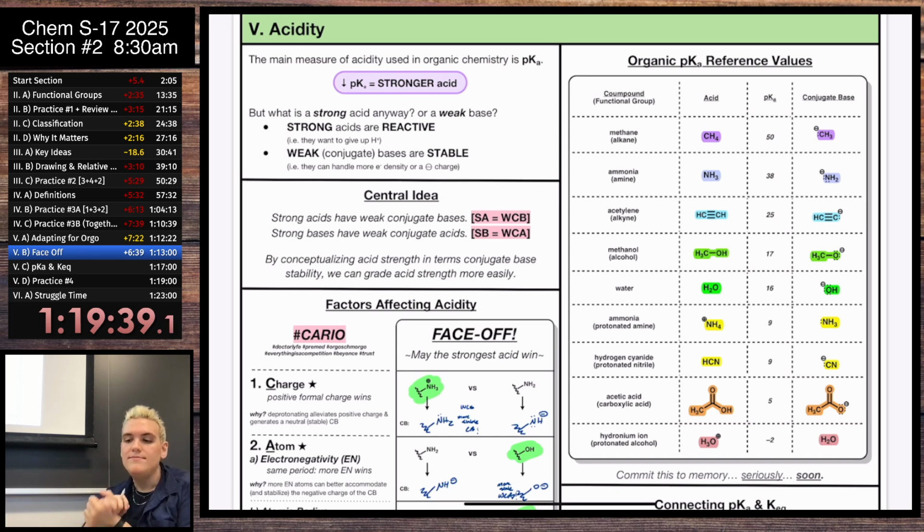If you're within one pK unit, we'll generally give it to you. But these are the values that we want as standards to have.